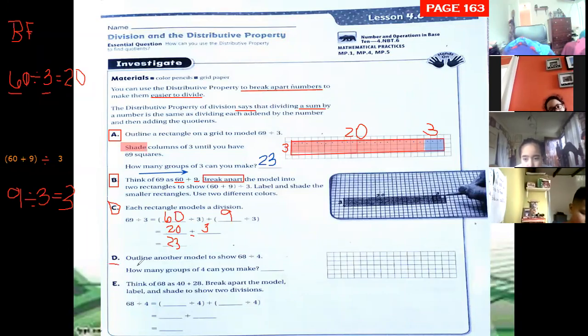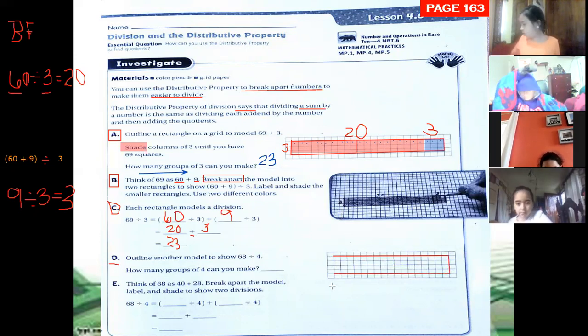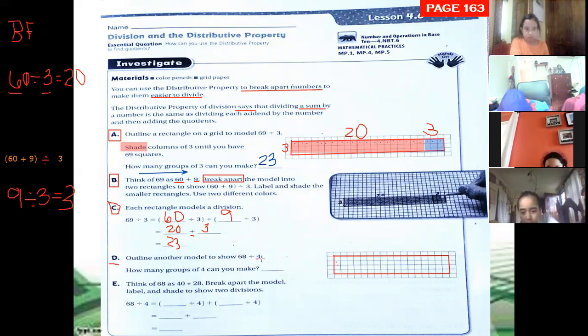Letter D. Outline another model to show 68 divided by 4. Okay. 68 divided by 4. Let's draw the rectangle in your book. Here, I have to make 4 rows. A rectangle with 4 rows: 1, 2, 3, and 4. Why? Because my divisor is 4. Like that.